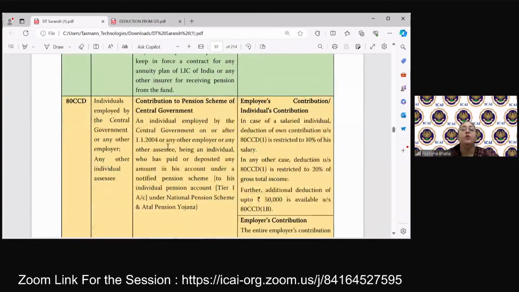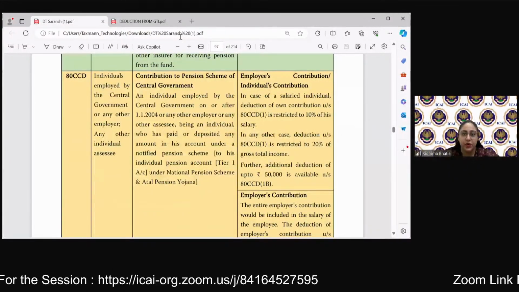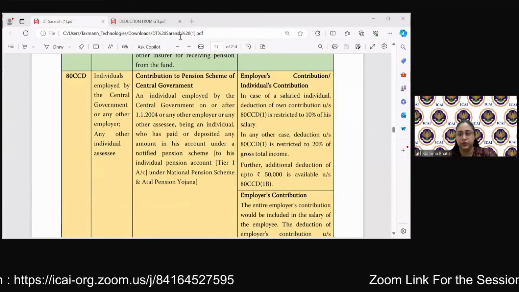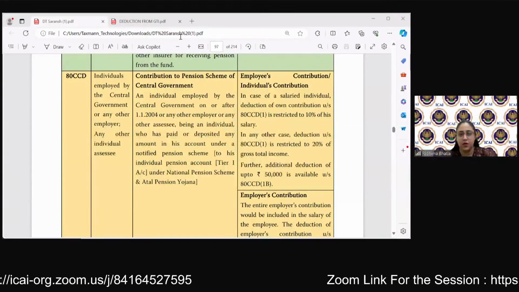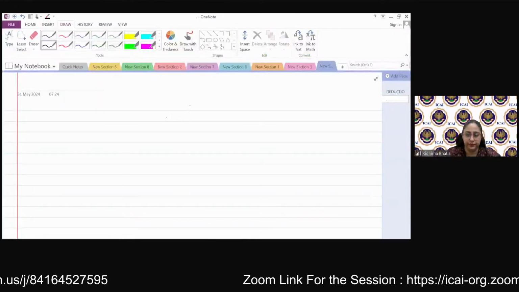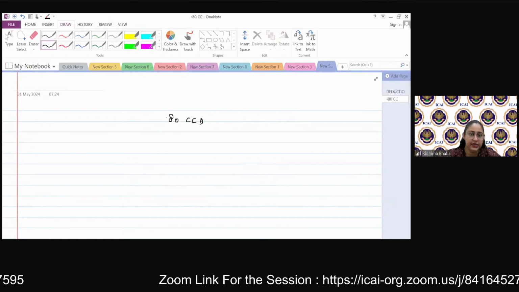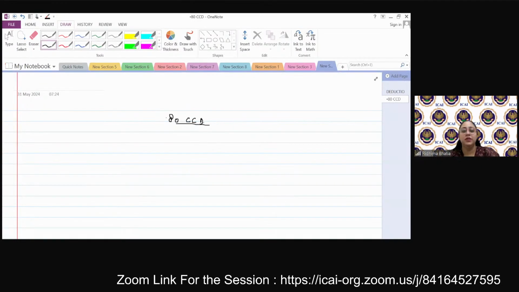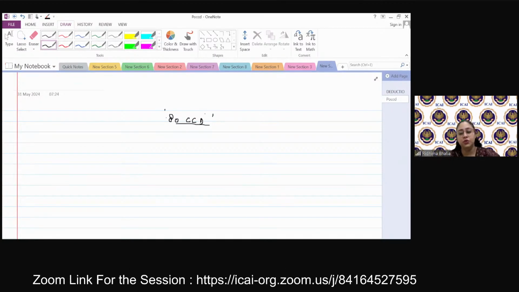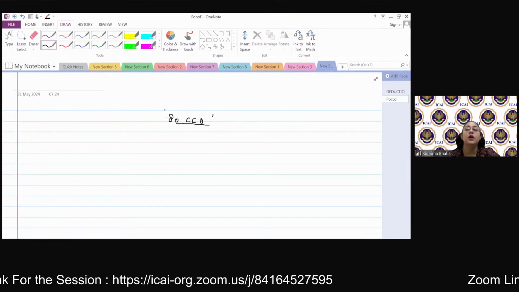Now we come to 80CCD, which is very important. Let me just quickly make a chart here. 80CCD. And why is this particular section important? Because this section has been introduced in a phased manner. First, it was for central government, then state governments, and now it is for everyone.